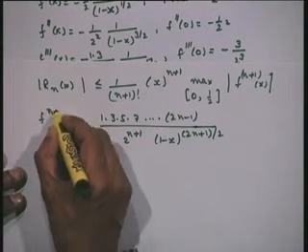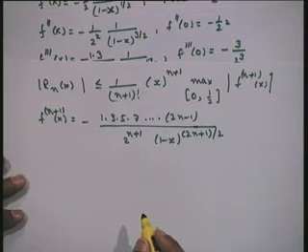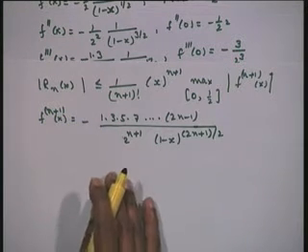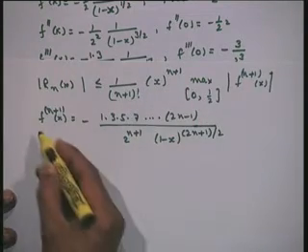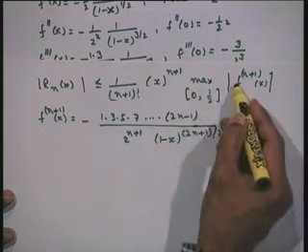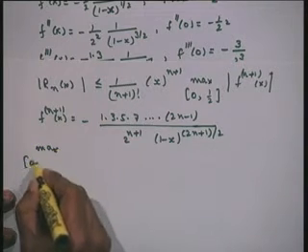f n plus 1. Let us find the maximum of this. I want the maximum of this in this interval, so the maximum in the interval 0 to half.